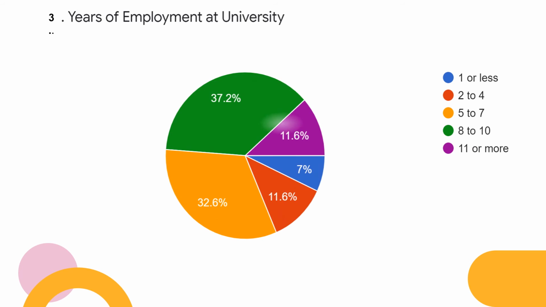From the years of employment at university, the highest is 37.2%, whereas the years of employment is 8 to 10 years, while the lowest is 7%, whereas less than 1 year of employment.